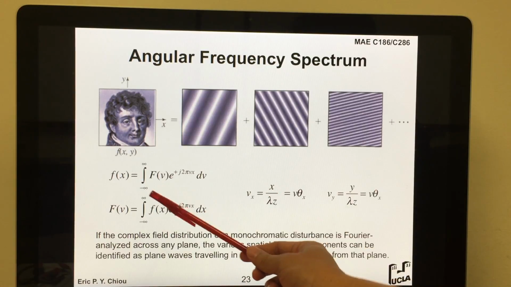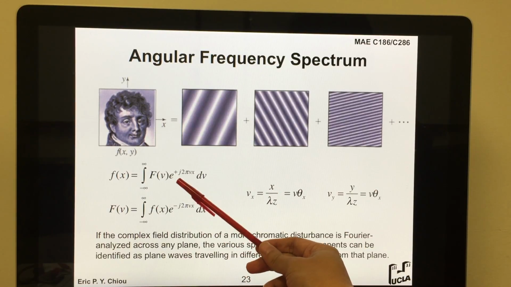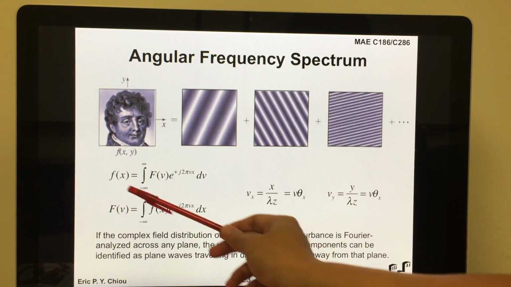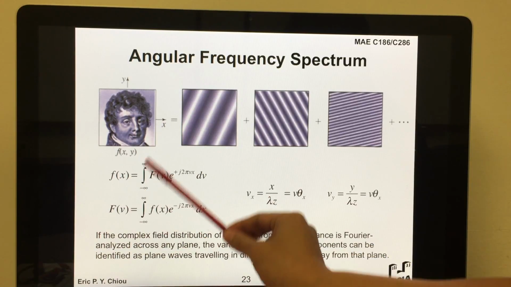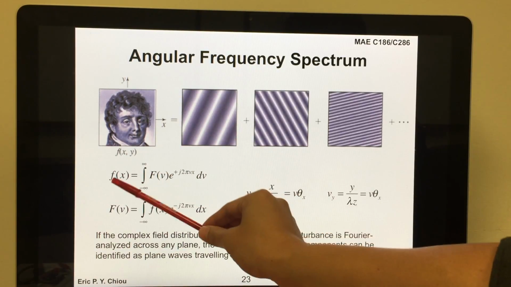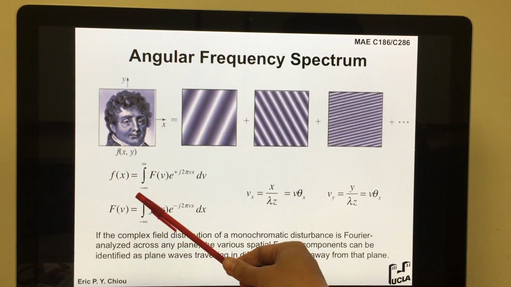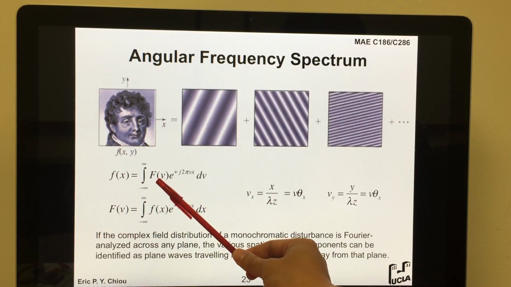So this is a Fourier transform. I simply put it here to remind you what a Fourier transform is. Every function you have, this is 1D. If you have 2D, you just have f of x and y. This is 1D.